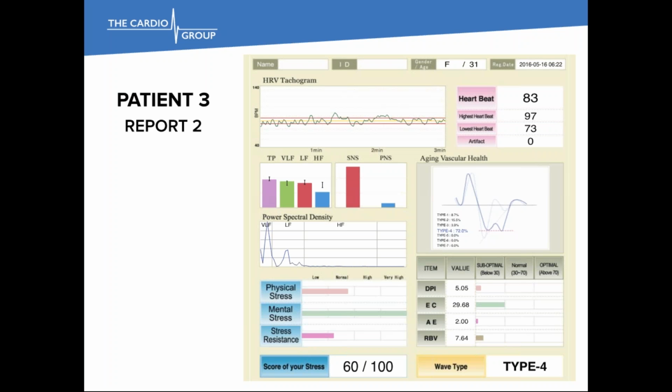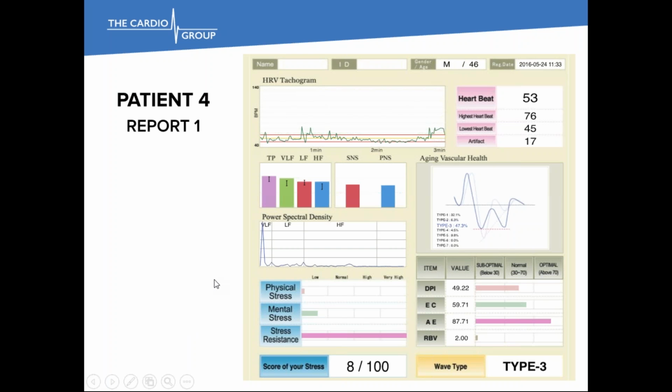So you can use this test actually to help you determine if you're really having an impact on lowering somebody's stress level. Stress resistance is fairly normal to low in our estimation, and the total stress score is 60. But again, I'd probably be repeating this test.